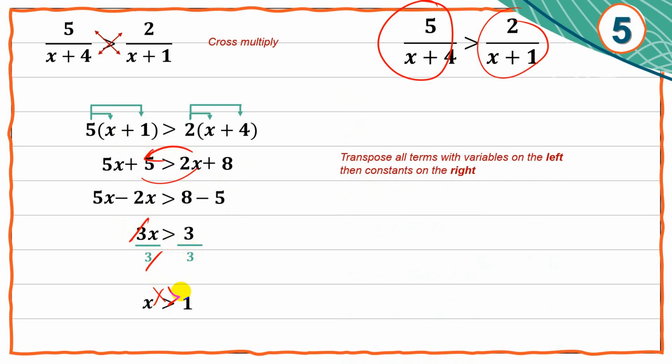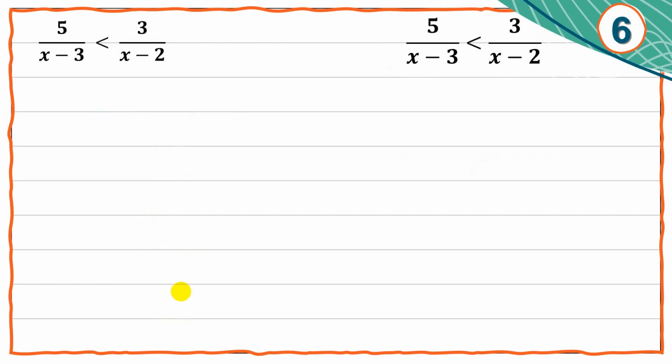We did not flip because as you can see, the divisor that we have is positive. So positive 3 is of course positive, and 3 divided by 3 is 1. So that's why our answer is x is greater than 1. Okay, next let's have this.